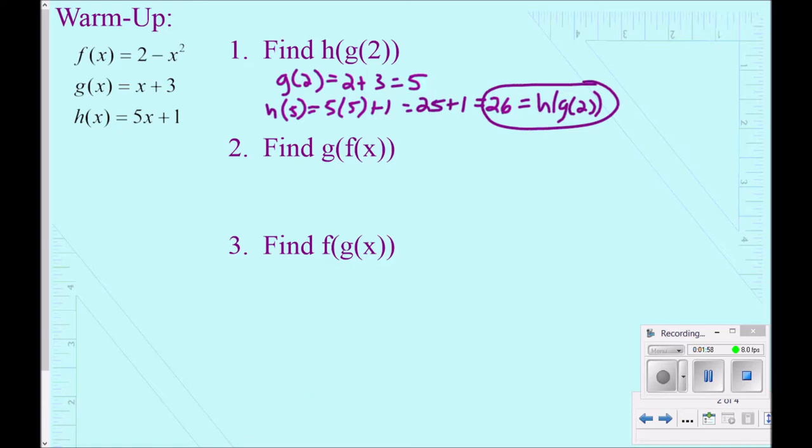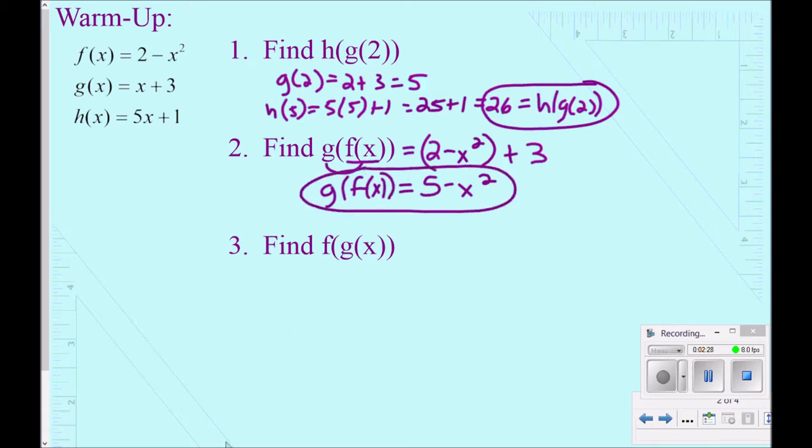Okay, second one, g of f of x, meaning f of x is going to go into the g function. So I'm looking at the g function and I'm copying that down, so x plus 3, but instead of x, I'm putting 2 minus x squared in its place. And then that's getting added by 3. So when I combine the 2 and the 3, I'm getting 5 minus x squared is g of f of x. Or you could write negative x squared plus 5. Either is fine. And that's our answer for number 2.